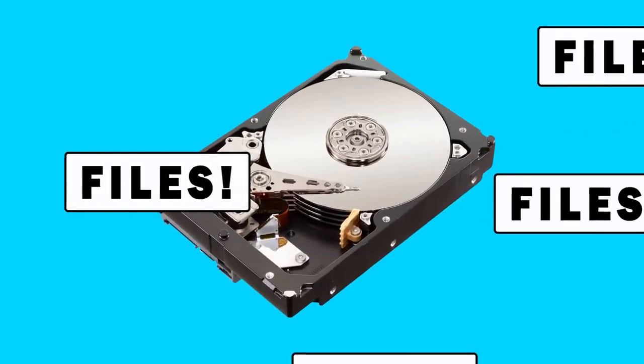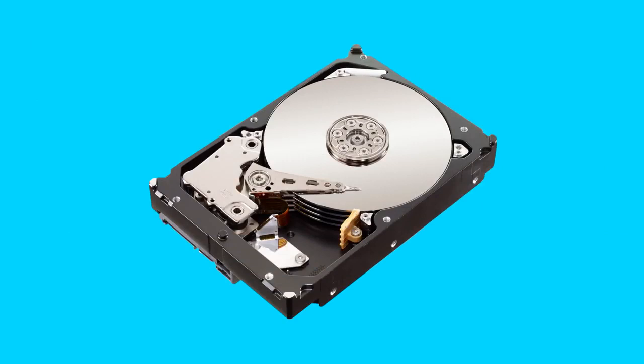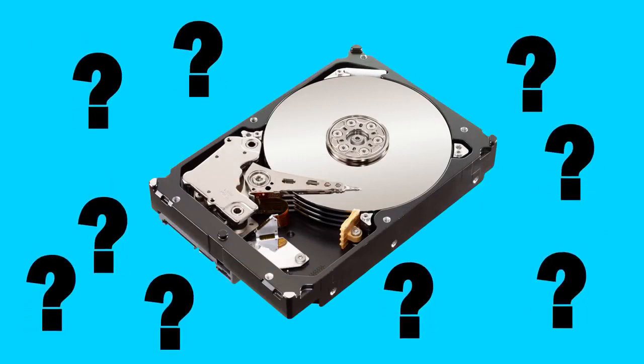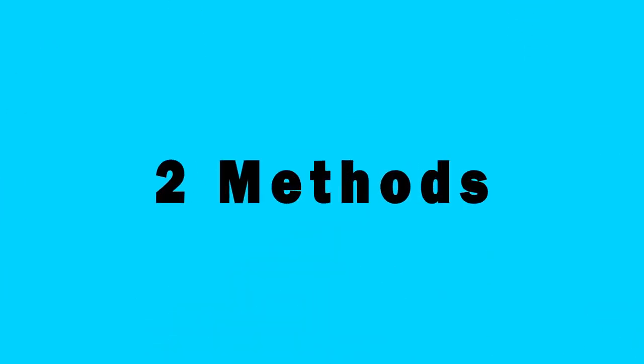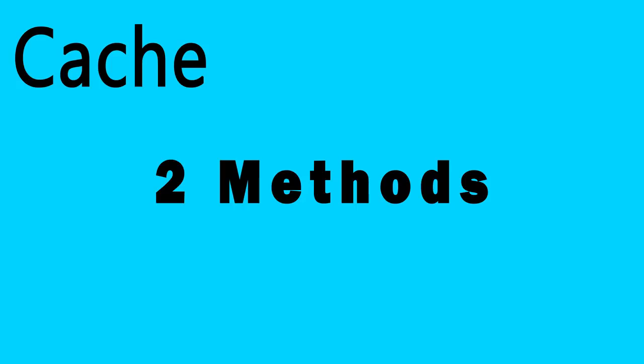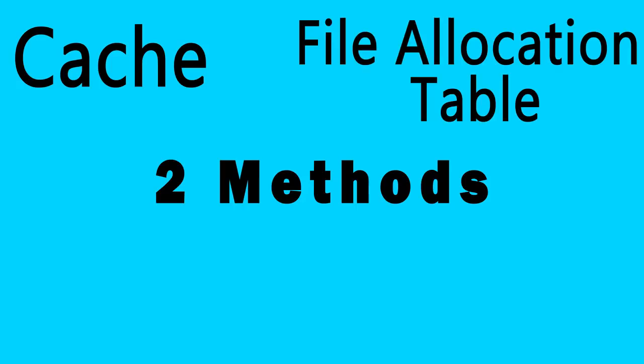Now we know how data is stored on and read from a spinning disk. But with all of the files and programs stored on your hard drive, how does it know where physically on your hard drive it's stored that pattern of magnetic charges? The hard drive has two methods of doing this. One is with what is known as a cache, the other is with what is known as a file allocation table. First, let's talk about the file allocation table.